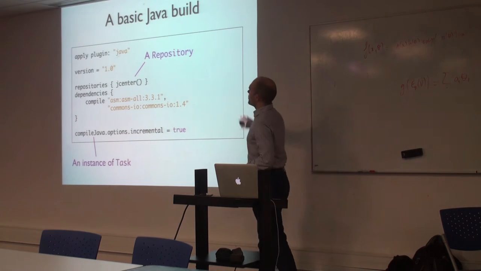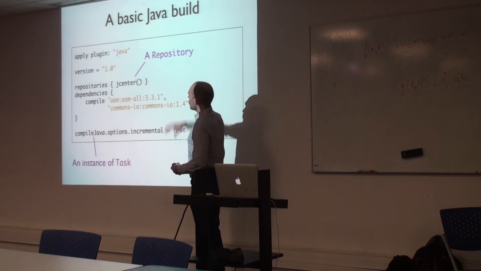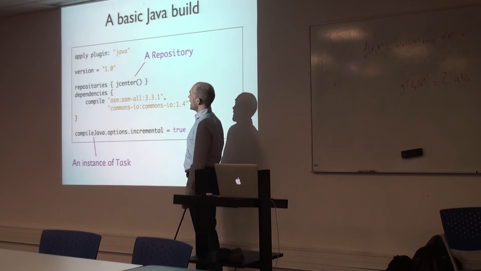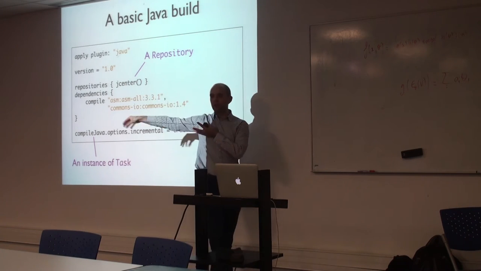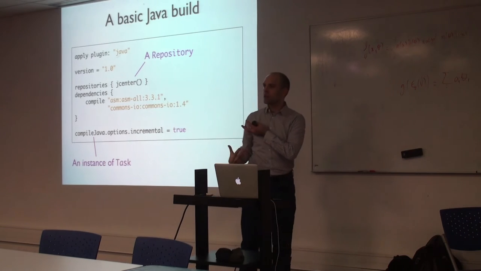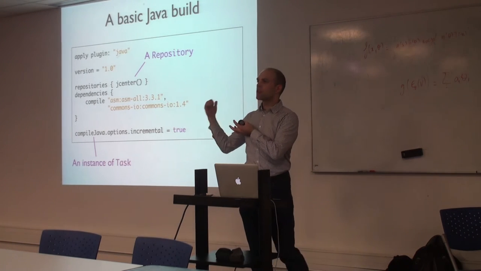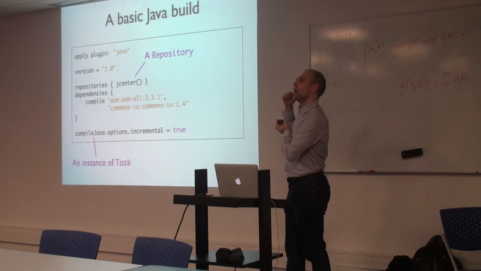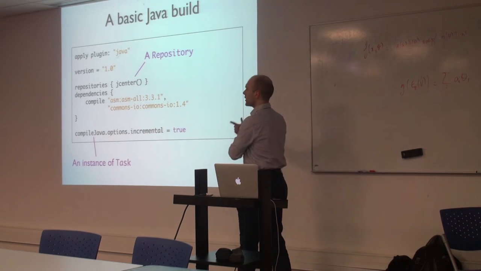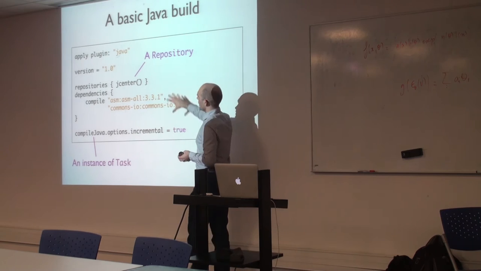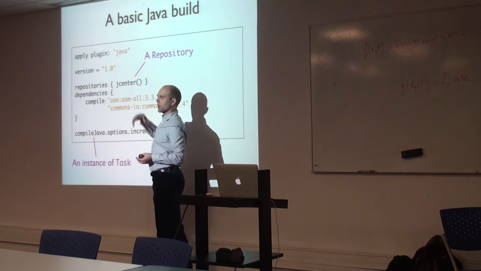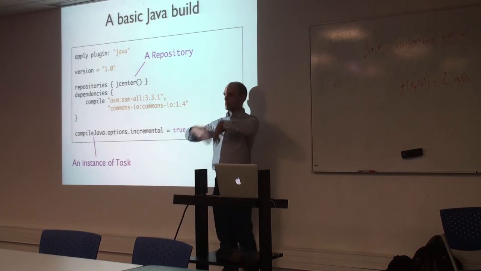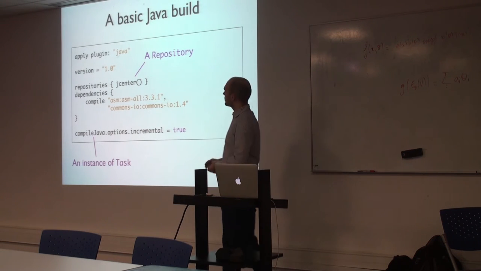So even with a basic Java build, you're already using aspects of the API. The plugin itself is doing a lot of things behind the scenes. It's creating the tasks, compile Java source files, package them as a jar file. All of these things are provided there. But even in this, we have a repository. So jcenter is actually a method which creates a repository instance.